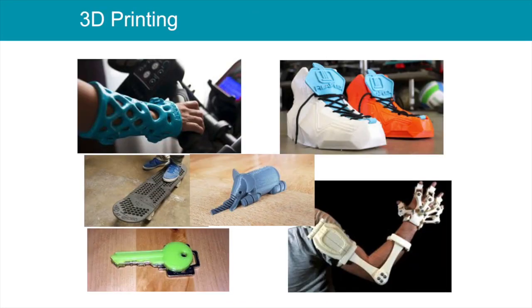On the screen now, we have some pictures of 3D printed objects. Everything from a shoe to a skateboard, a key to a cast. Almost anything you can think of can be 3D printed. These images will hopefully give you some inspiration for when it comes to designing your own 3D model.